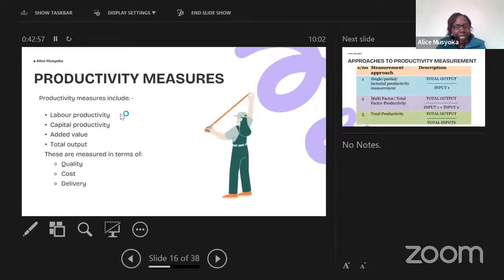Then we come to productivity measures. Productivity measures include labor productivity. So we could be measuring labor productivity, or measuring capital productivity, or measuring added value, or total output. And these are measured in terms of quality, cost, and delivery. In short, we call it QCD. So whenever we talk about productivity, you have to think about these three, the QCD, that is the quality, cost, and delivery. In delivery, we mean delivery of services, goods and services.